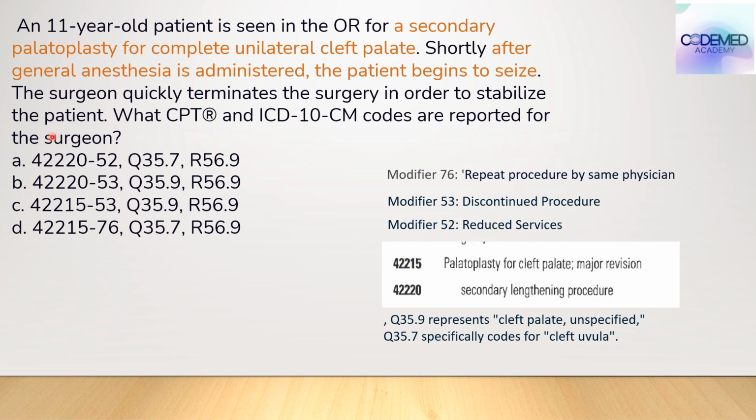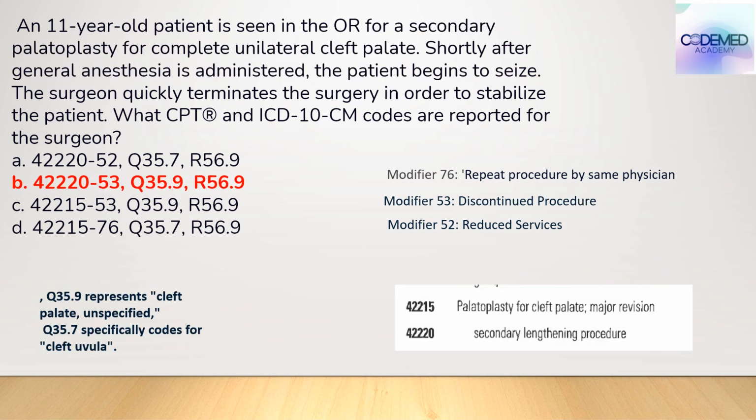Now in this case, what has happened is the anesthesia was given to the patient, but the patient began to seize, and because of that they had to terminate the procedure, and for that we use a specific modifier, that is modifier 53. So let us see what's our answer. So our answer is answer B, that is the secondary lengthening, but the procedure was cut short because the patient began to seize, and that happened after the anesthesia. So 53 is the more appropriate modifier, and B is the correct answer.